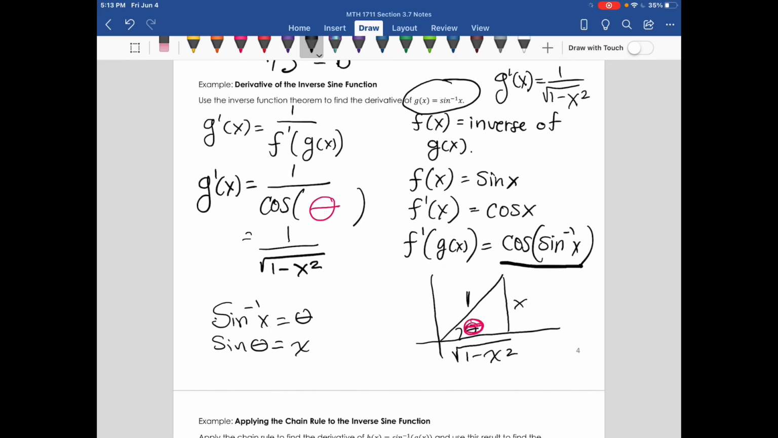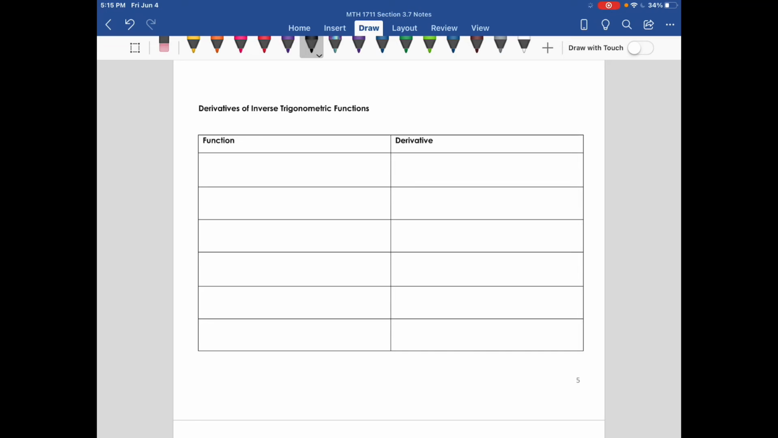So the derivative of inverse sine x is 1 over the square root of 1 minus x squared. Now if I use that same style proof and I apply the inverse function theorem for the other inverse trig functions, what I would have is that the inverse cosine function has a derivative that's negative 1 over the square root of 1 minus x squared.